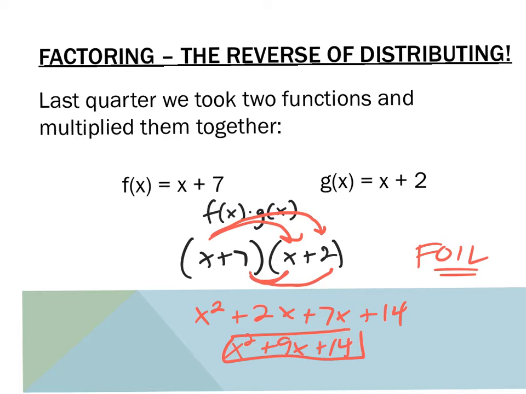Well, today, we are basically taking something that's written as our final answer here and working backwards so that it's in what's called the factored form, which is in two sets of parentheses there. And so today we're going to look at the reverse of FOIL.